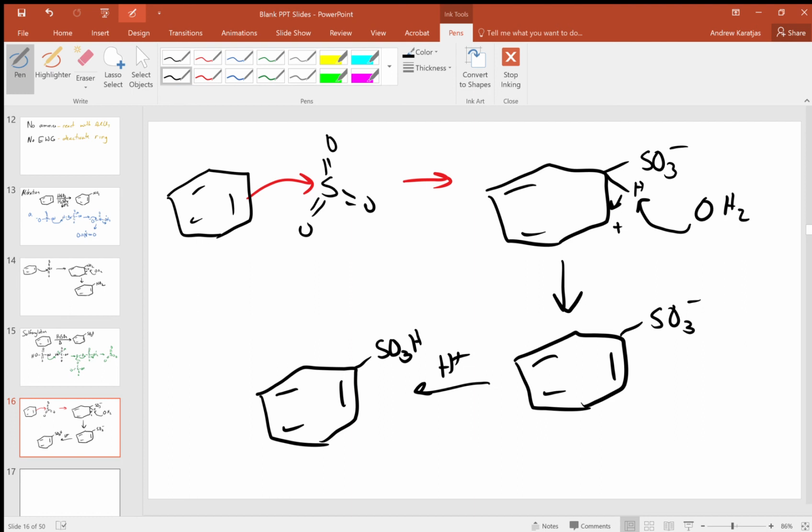Now, you'll also notice that in all of these reactions that we've done, none of the aromatic rings that we started with had any substituents on them. And so in our next video, we'll start talking about, what if we try and do one of these reactions and there's already a substituent there? How does that affect where the next reaction takes place?